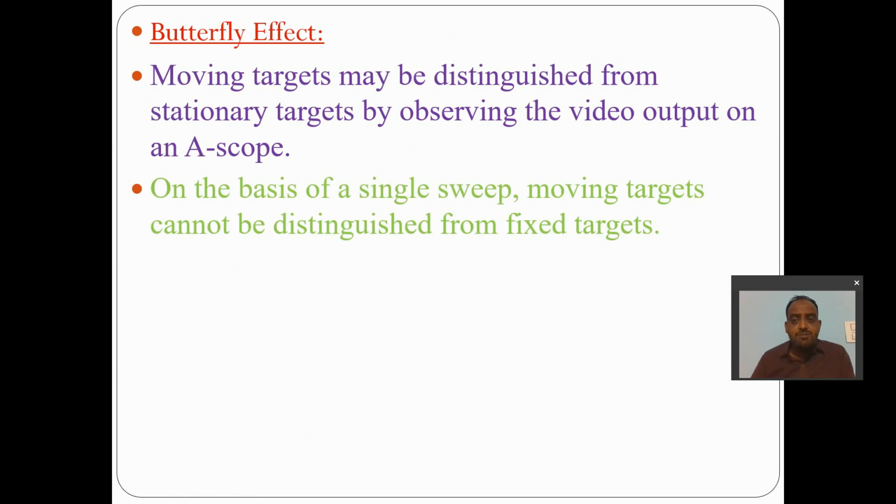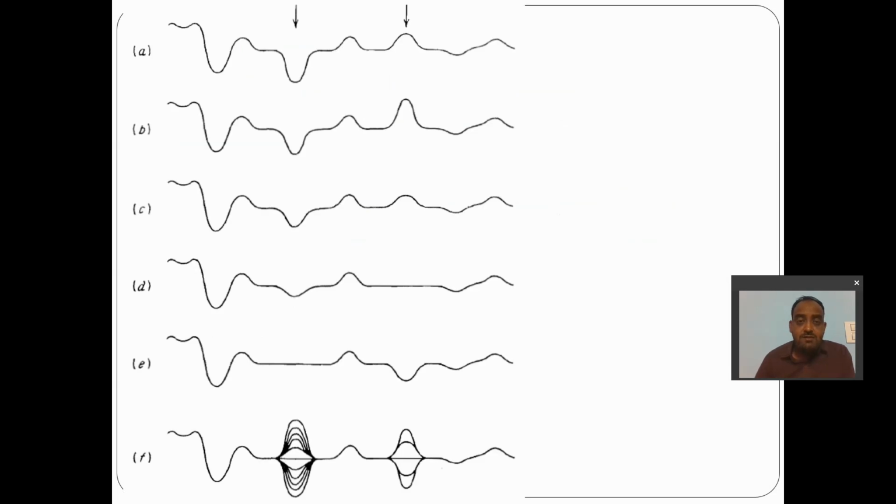Moving targets may be distinguished from the stationary targets by observing the video output on a scope. How will you identify? Again, it is something like integration of radar pulses. You have to observe n number of pulses for some time. Then you will understand where there is a movement. I will show you that demonstratively using this diagram.